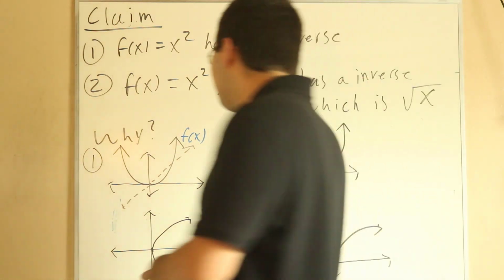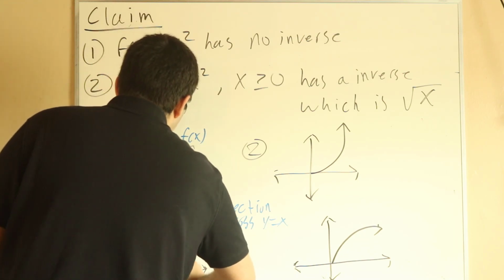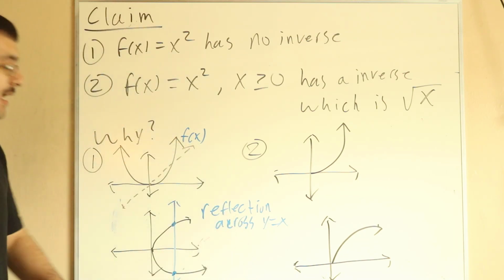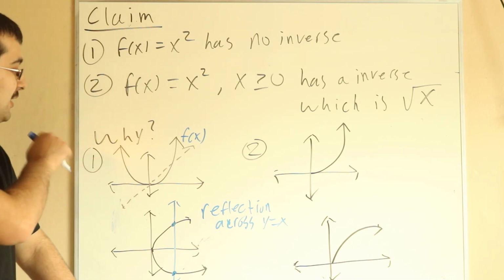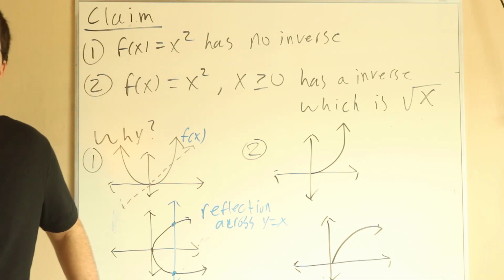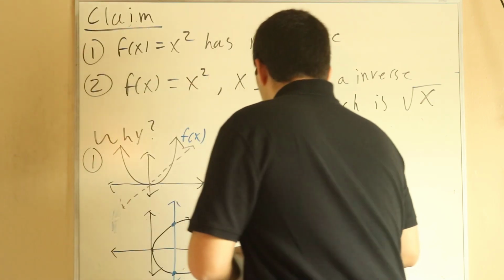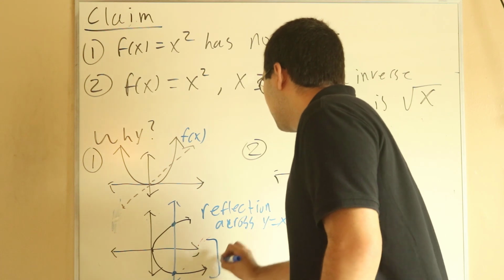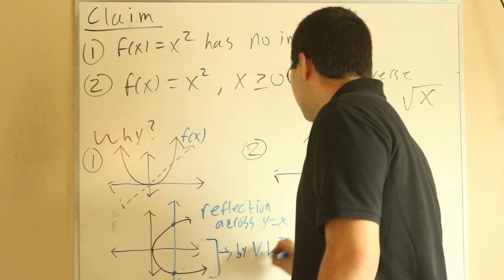And if I look here, that's exactly what I'm able to do. I can draw a vertical line in which it crosses at more than one point on my graph. Hence, this graph cannot represent a function by vertical line test, right? By vertical line test, this cannot be a function.